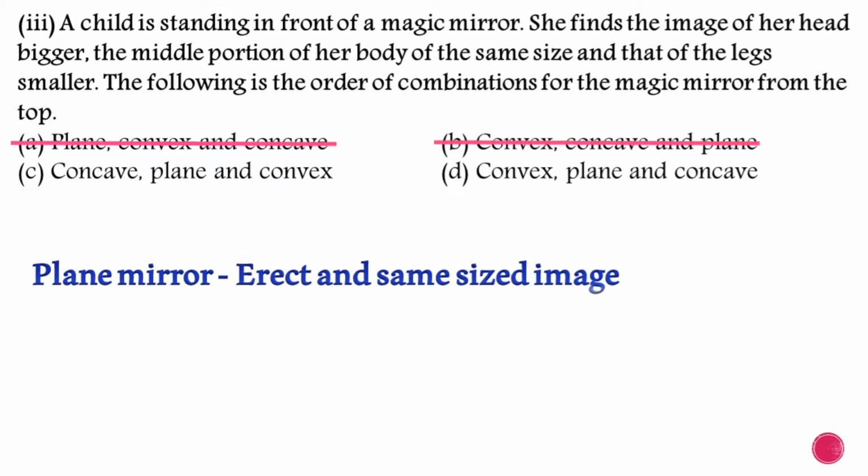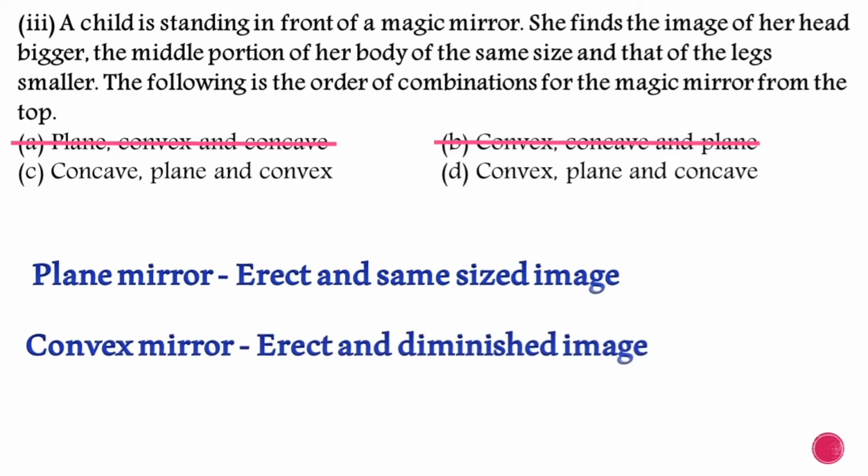Now let's see. Her legs are smaller, and a diminished image is formed in a convex mirror. Her head image is bigger, so we know that in a concave mirror sometimes the images formed are enlarged. Hence the order here will be option C, concave, plane and convex.